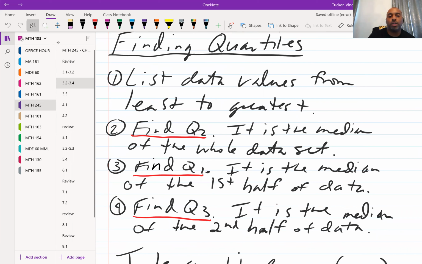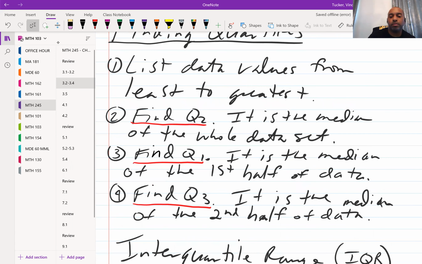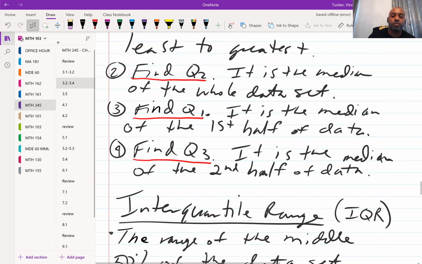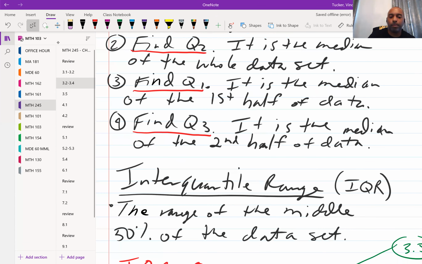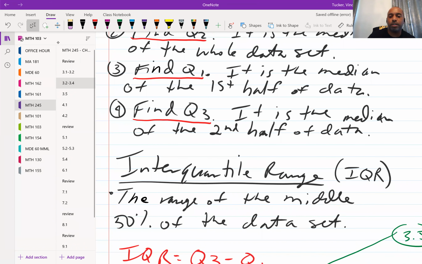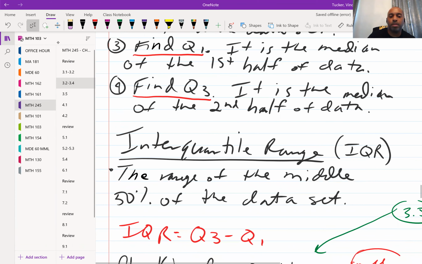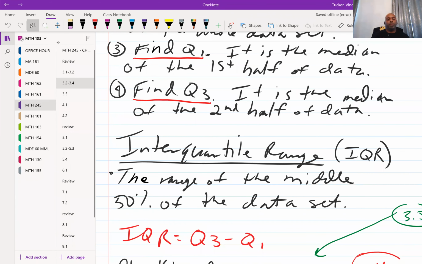All right, any questions? So what I'm gonna do is list a few other steps and then we're gonna do it all together. So I'll give you the next thing. Your interquartile range, IQR. It is the range of your middle 50% of the data. Your IQR can be found by taking Q3 and then subtracting Q1 from it.